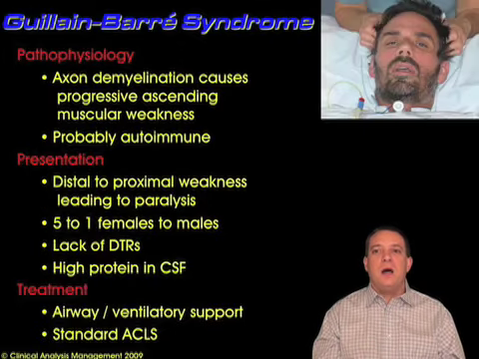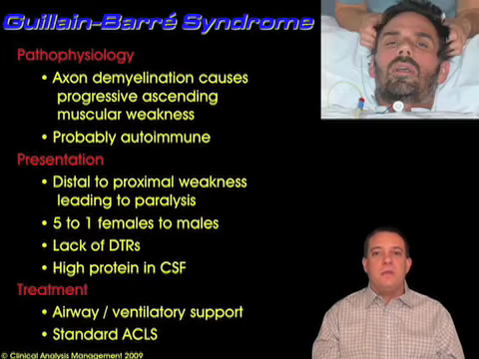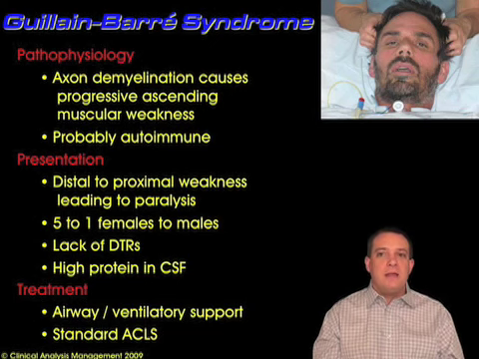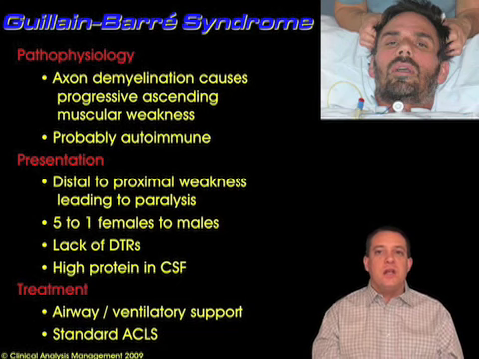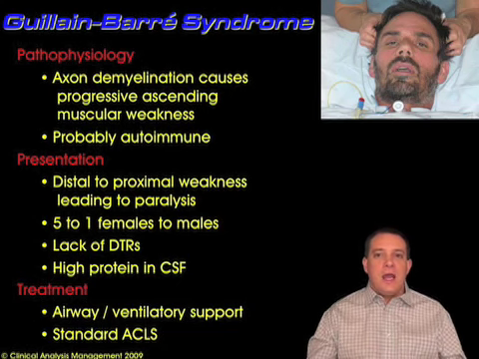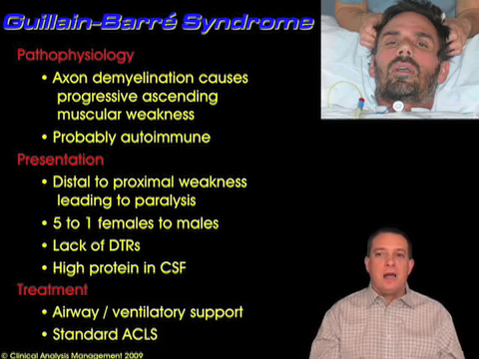Okay, some neuromuscular diseases you need to know a little bit about. You need to know what Guillain-Barré syndrome is. And when we talk about Guillain-Barré syndrome, this is where patients have demyelination of the axon, and it causes a progressive ascending muscular weakness. So the patients actually become weak typically in their hands first or their feet first, and it tends to move up their body.